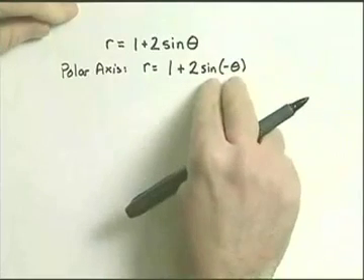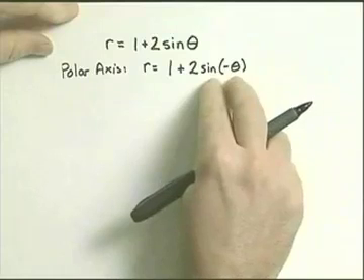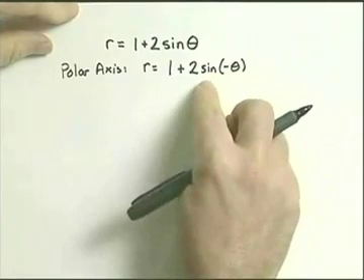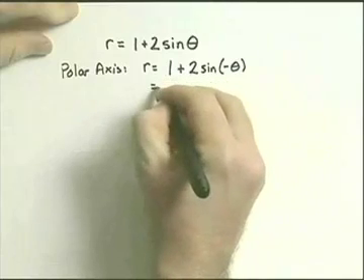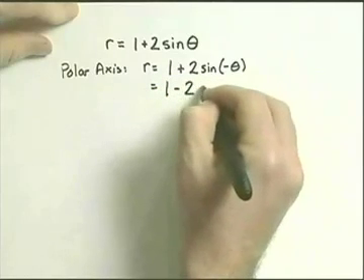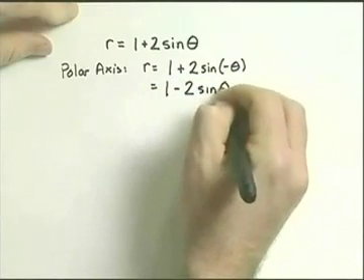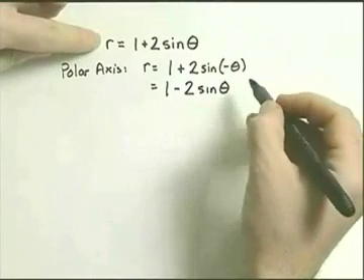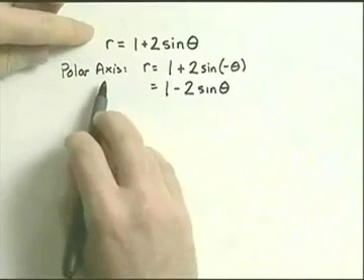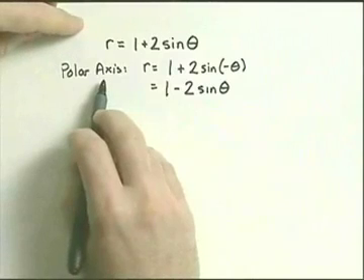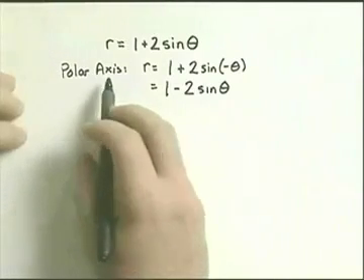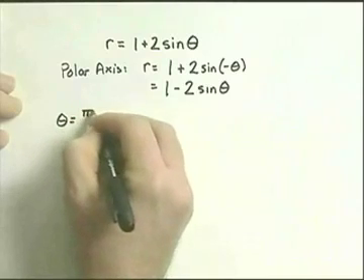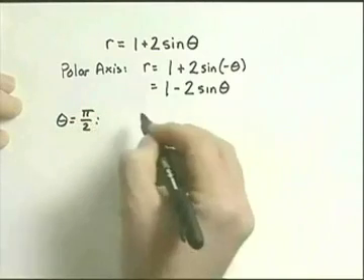You should recall that the sine function is an odd function. Therefore, the sine of negative theta equals negative sine of theta. And so this simplifies to 1 minus 2 sine of theta. Because this is not equivalent to the original expression, the graph may or may not be symmetric with respect to the polar axis. Now we'll check for symmetry with respect to the line theta equals pi over 2.